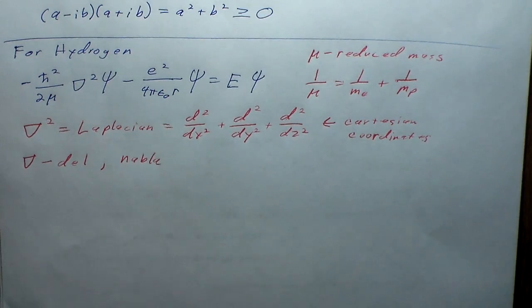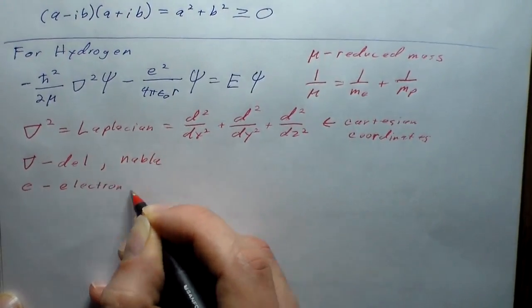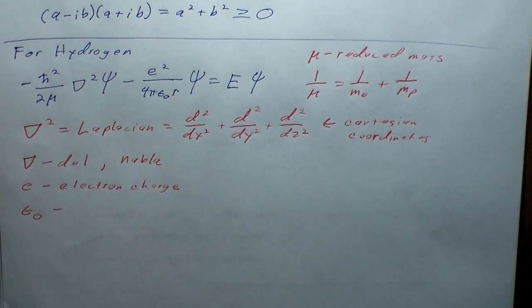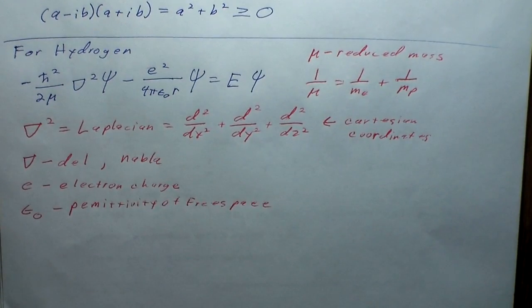The other thing here, the e that we see, this is going to be your electron charge. 4 pi, we know that. The epsilon 0 is called the permittivity of free space. Essentially, that's just your conversion factor between coulombs and your forces and newtons and joules and everything like that. So it's essentially just your conversion factor along with the 4 pi.